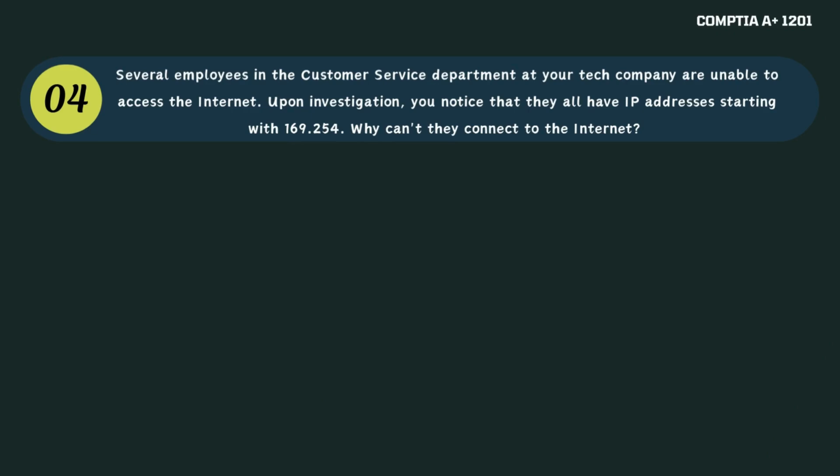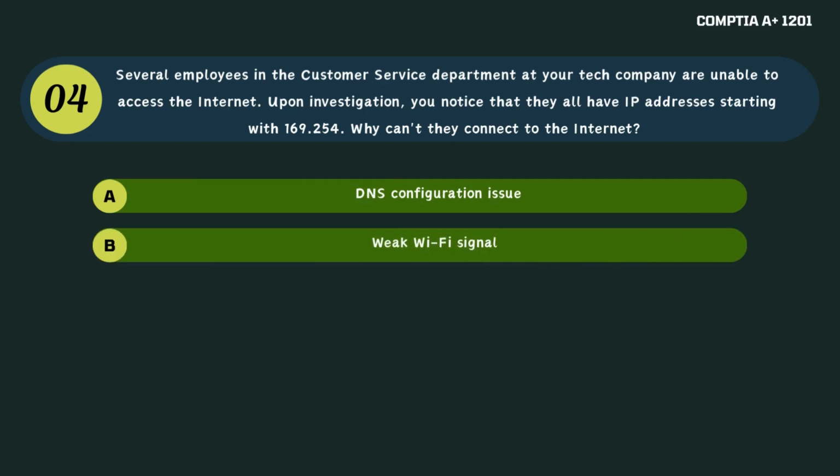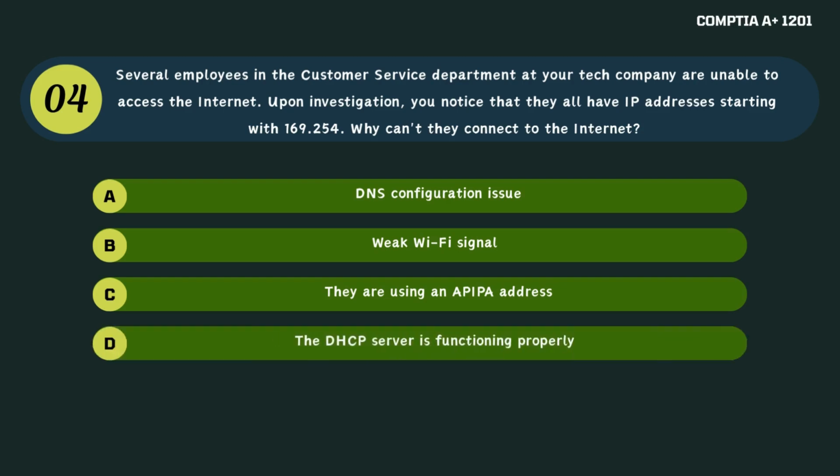Question 4. Several employees in the customer service department at your tech company are unable to access the Internet. Upon investigation, you notice that they all have IP addresses starting with 169.254. Why can't they connect to the Internet? A. DNS configuration issue. B. Weak Wi-Fi signal. C. They are using an APIPA address. D. The DHCP server is functioning properly.